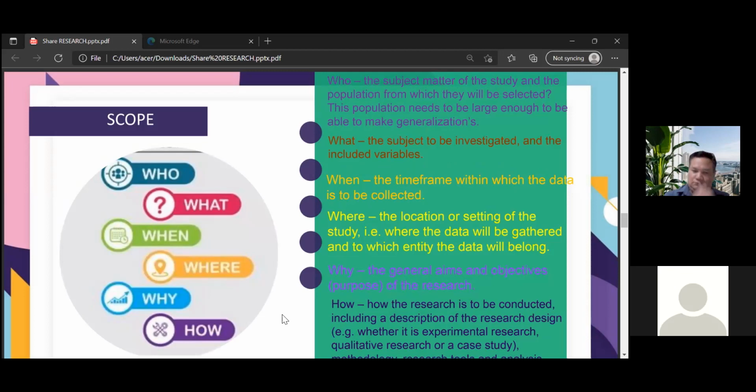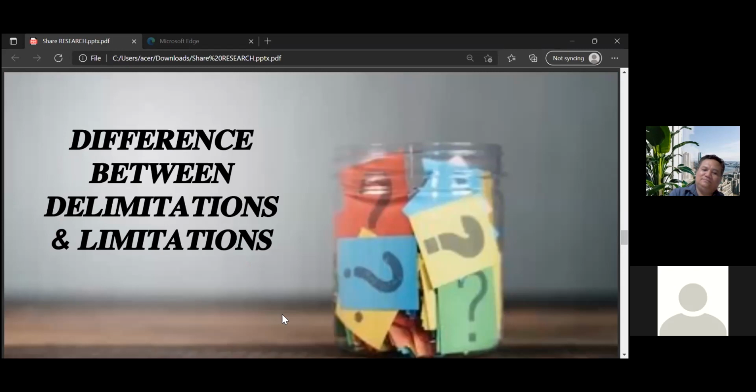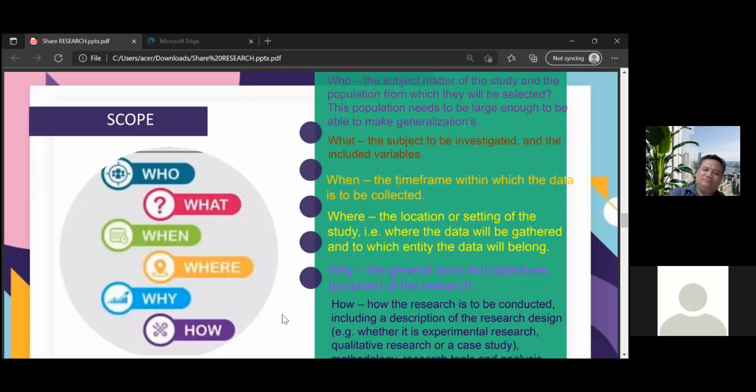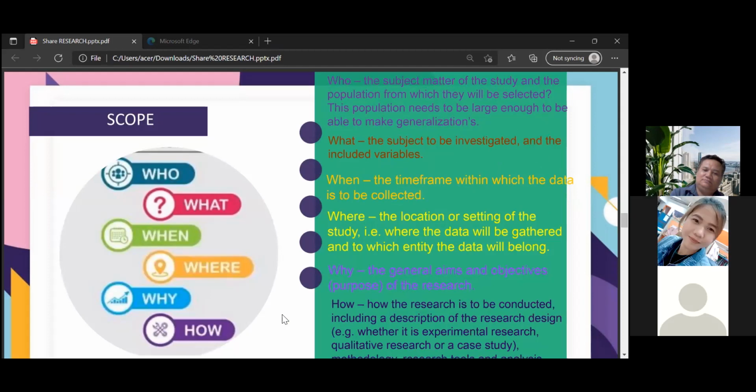Okay, now guidelines on how to write a scope. A good scope statement will answer the following 6 questions. We must remember the why, what, where, when, who, and how. That is the guidelines on how to write a scope.